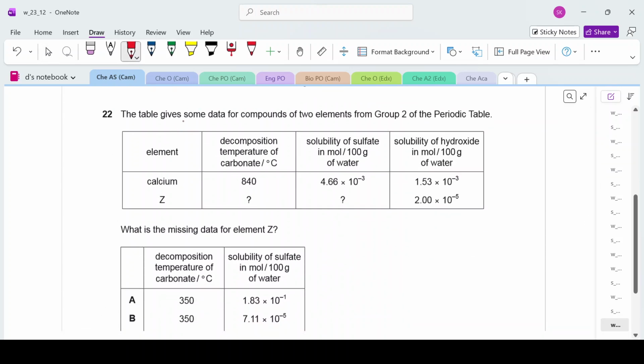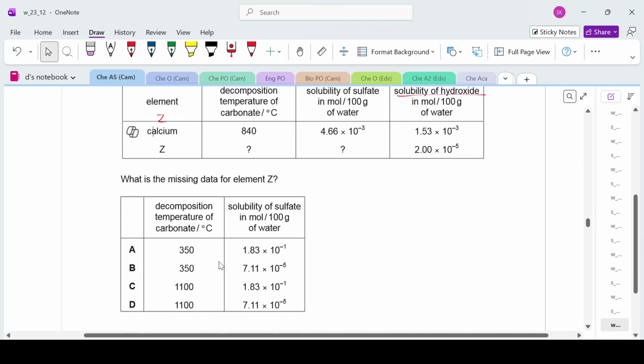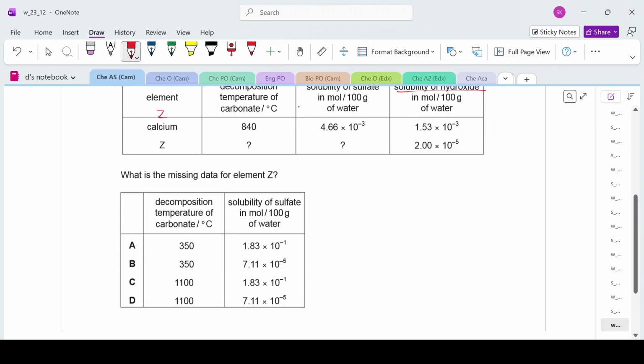22. The table gives some data for compounds of two elements of group 2 of the periodic table. Element calcium, decomposition is 840, and so on. Z has only one clue, the solubility of hydroxide. It is significantly lower. Down the group, hydroxide solubility increases, but here it is decreasing, which means Z is above calcium.